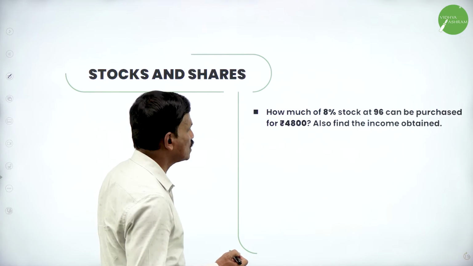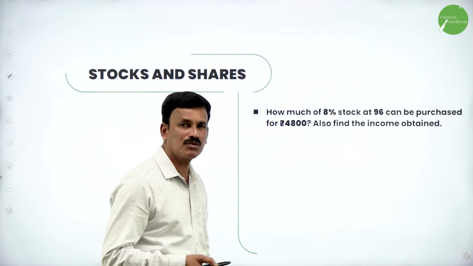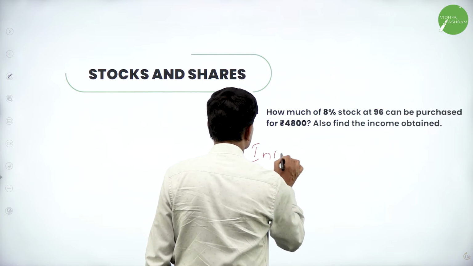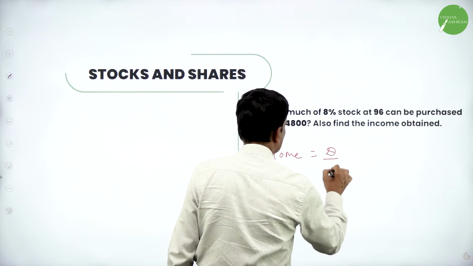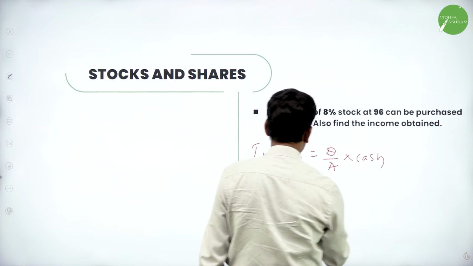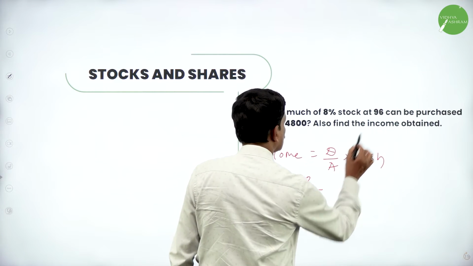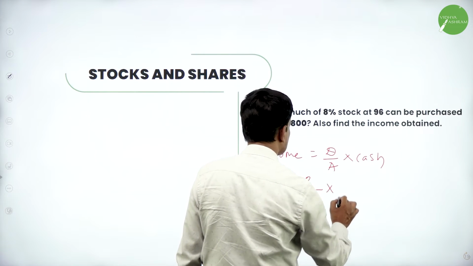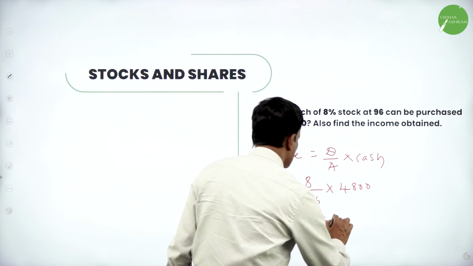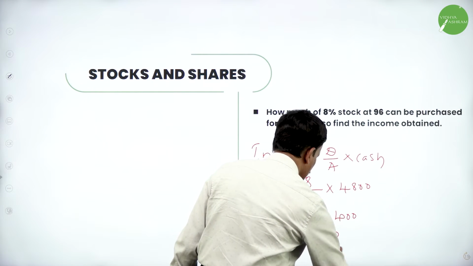How much 8% stock at 96 can be purchased for 4,800? Also find the income obtained, same as that of the previous problem. First find out the income. Income is equal to D by A into cash. So D by A into cash. What is D here? 8 divided by 96 into cash is 4,800. What is this equal to? So this is equal to rupees 400. Rupees 400 is the income.